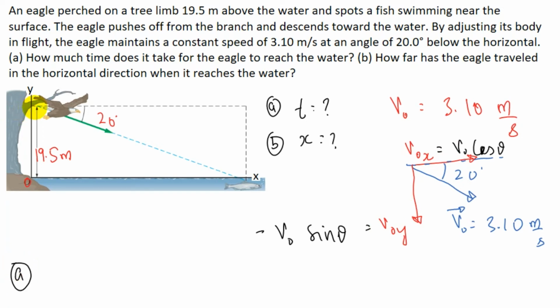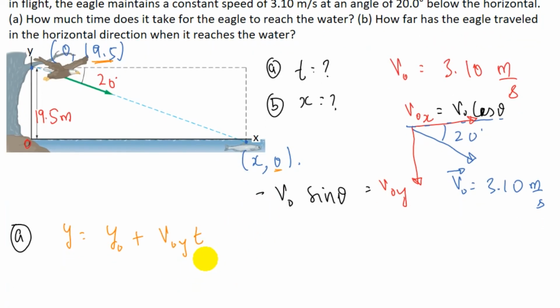Now we know this was the initial position for the eagle and this is its final position. Now at the initial position, its x coordinate is 0 and y coordinate is 19.5, and this is the final position. X coordinate we don't know, let it be x, and y coordinate becomes 0. So I'll be using this equation to calculate time. y is equal to y naught plus v naught y t. Now y naught is the initial position, which is 19.5 meter, and this y is the final position, which is 0 here. So we can put it here to find the time.